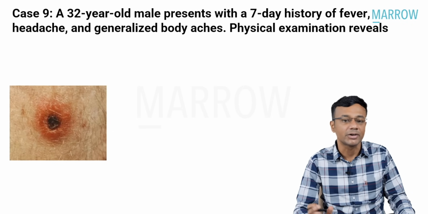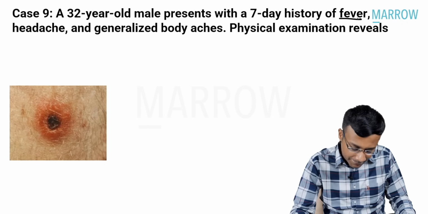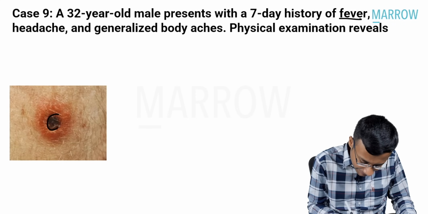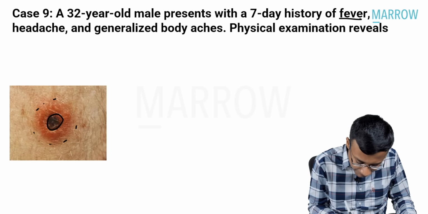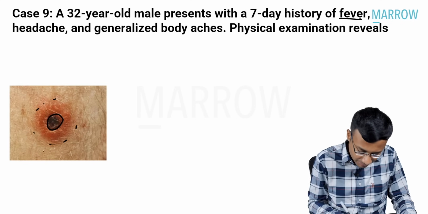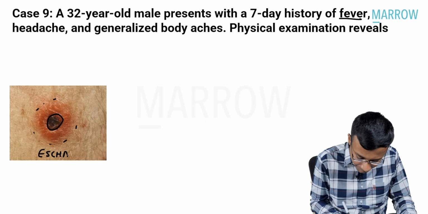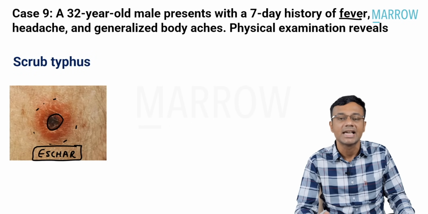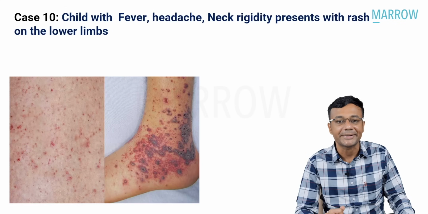The next case is a 32-year-old male who presents with history of fever, headache and generalized body ache, and this skin lesion. So what do we see here? We see a black scab surrounded by erythema. If there's a black scab surrounded by erythema, this is called an eschar. And in this case scenario, the correct answer is going to be scrub typhus, which is a rickettsial disease which is transmitted by trombiculid mite.